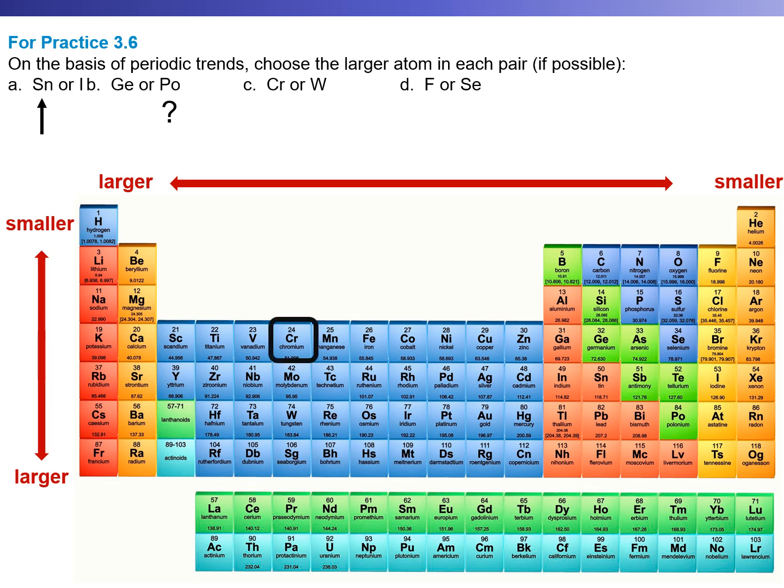All right, what about our next 2? We've got chromium, we've got tungsten. Well, these are in the same column, so we can make a determination. The one that is the lower one is going to be the larger one, and that's going to be tungsten.